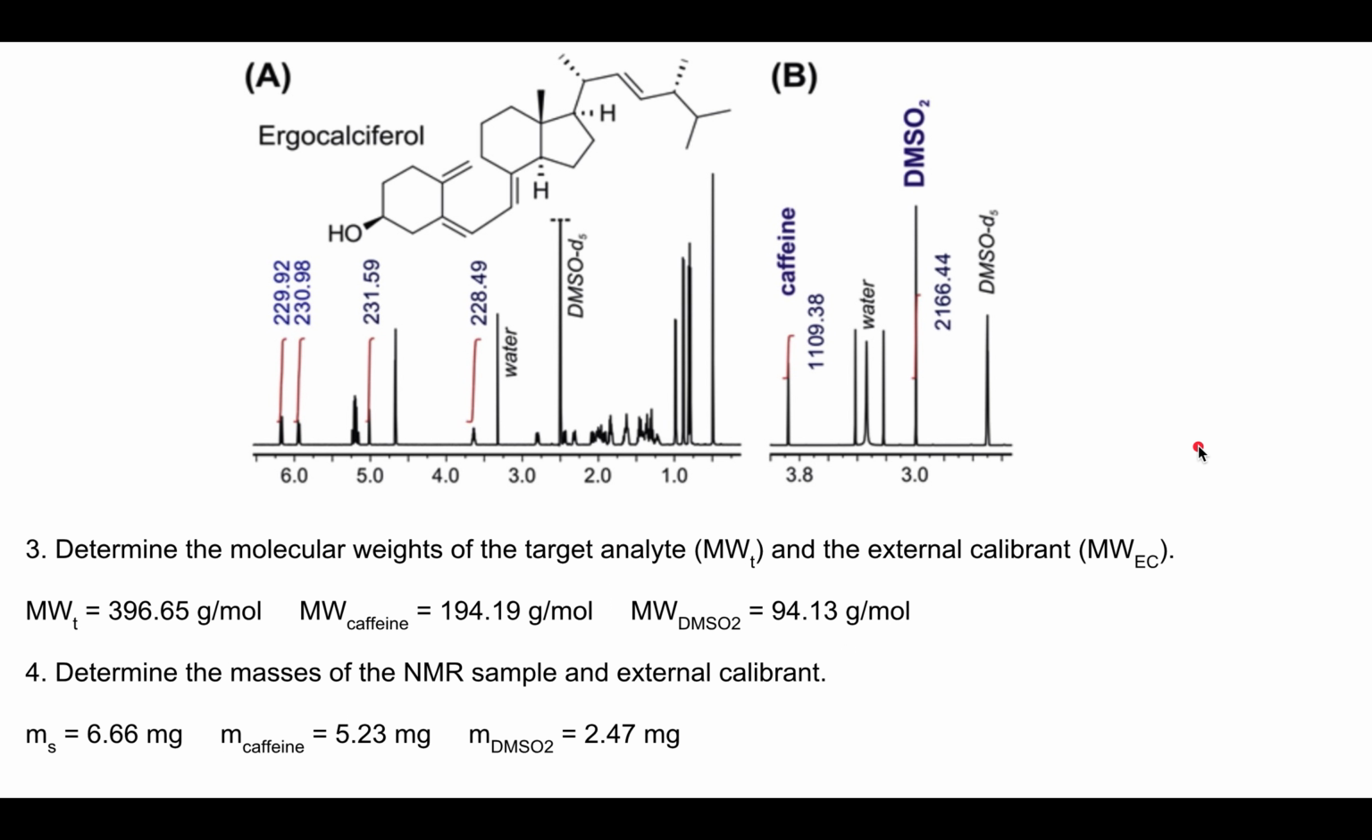Step 3 says to determine the molecular weights of the target analyte and the external calibrant. So I have listed below the respective molecular weights for each, and you can take a look at them for yourself. And now we move on to step 4, which says determine the masses of the NMR sample and external calibrant. So we're given that the mass of the NMR sample is 6.66 milligrams. The mass of caffeine is 5.23 milligrams, and the mass of DMSO2 is 2.47 milligrams.